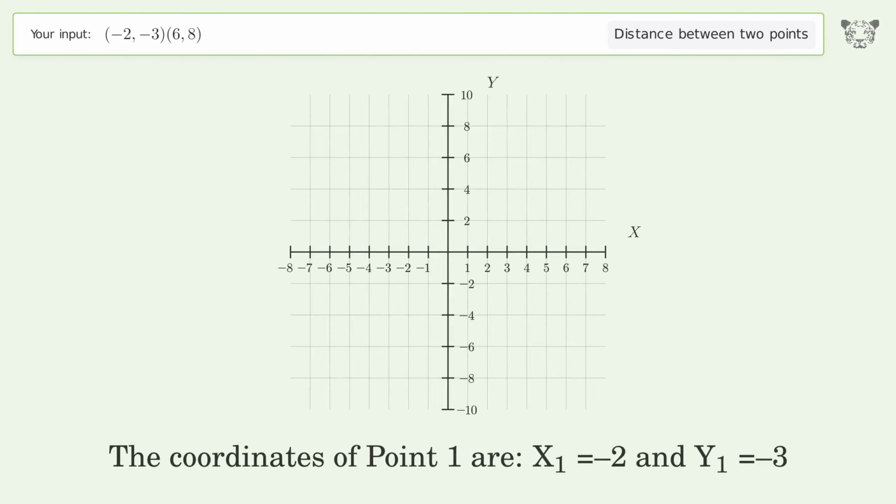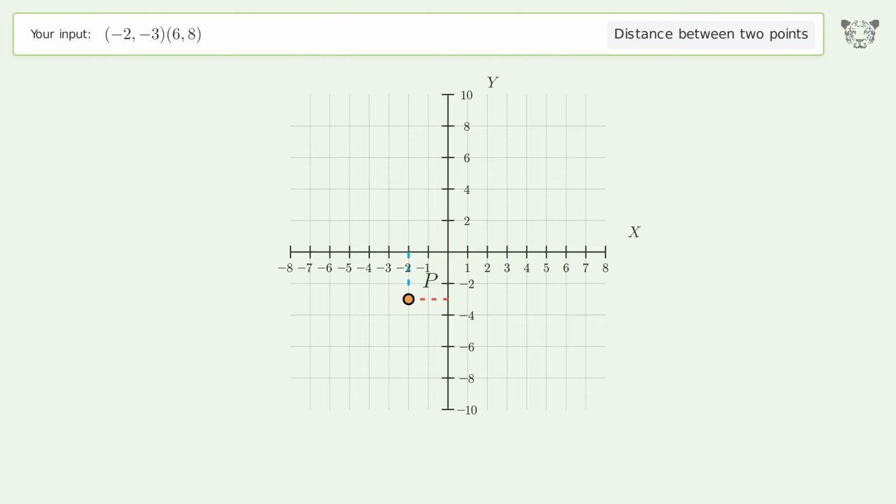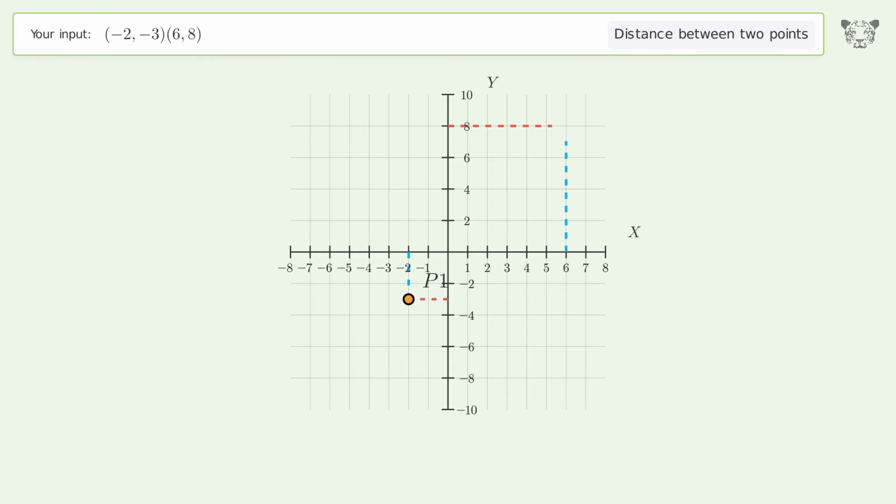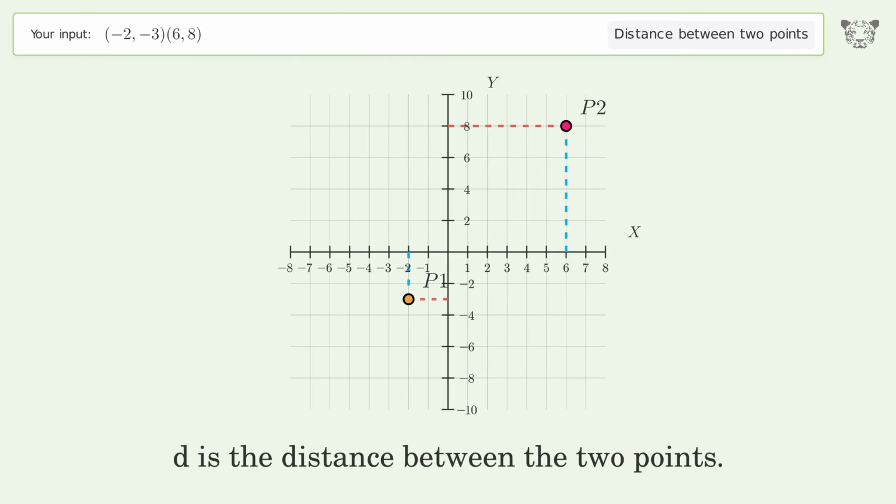The coordinates of point 1 are x1 equals -2 and y1 equals -3. The coordinates of point 2 are x2 equals 6 and y2 equals 8. D is the distance between the 2 points.